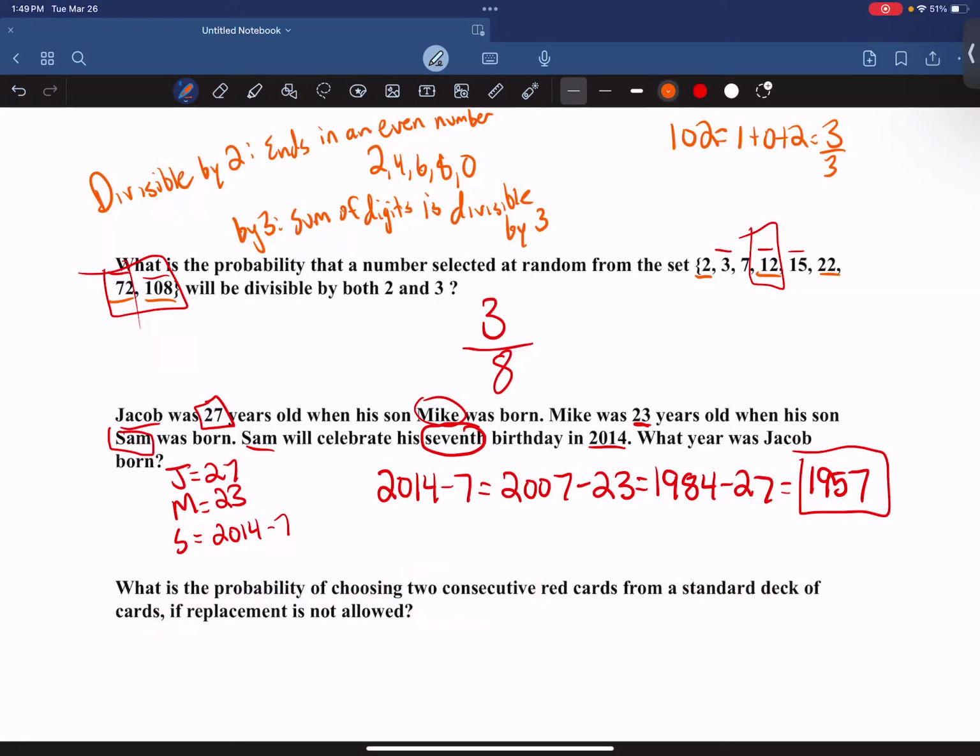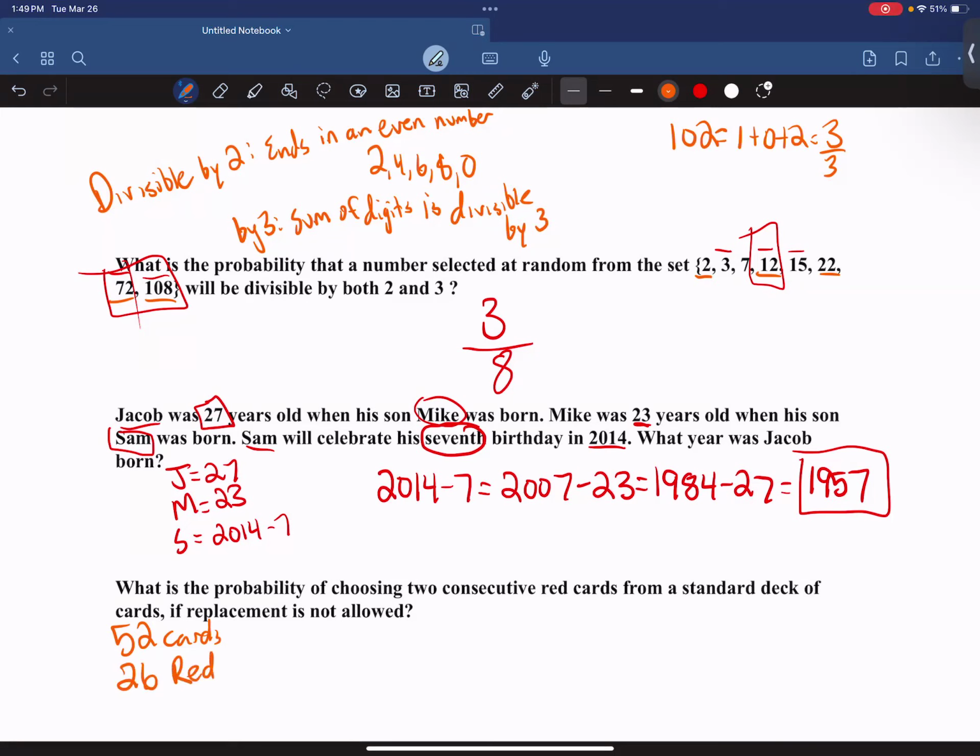How many cards are in a standard deck? Well, you have 52 cards in a standard deck. How many of those cards are red? We have 4 suits. 2 of those suits are red, 13 and 13. So you're going to have 26. Half of your cards are red.